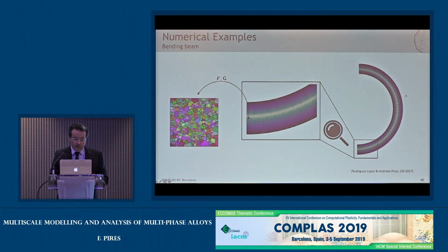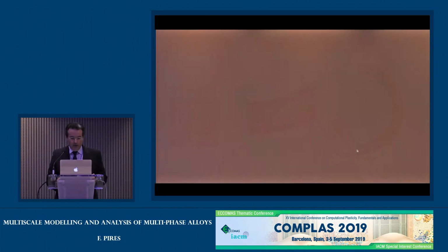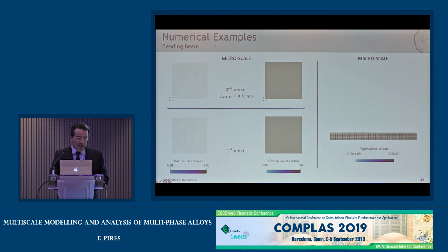On the left-hand side, we have the geometry of the beam after being deformed, and we have selected one Gauss point where we'll monitor the evolution of the fields that we want. That Gauss point is in the center of the specimen. In this slide, on the left-hand side, I have that RVE. On the top, we have the second-order formulation. On the bottom, I have the first-order formulation. And on the right-hand side, I have the macroscale deformation. I'll play the slide where you'll be able to see the two scales deforming at the same time.